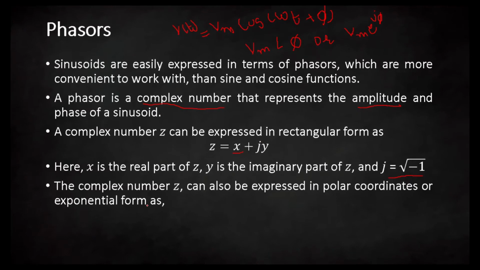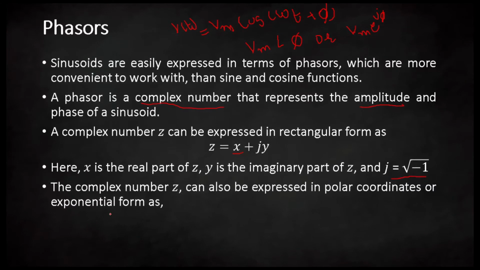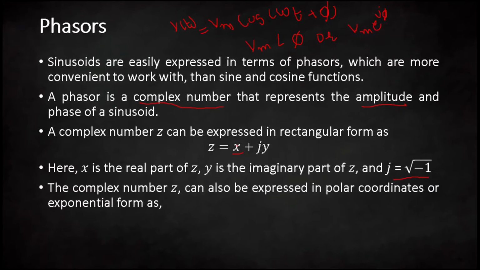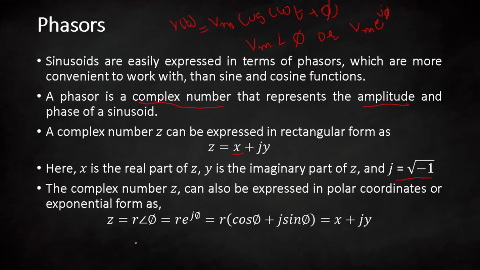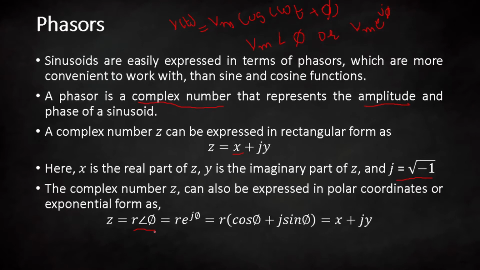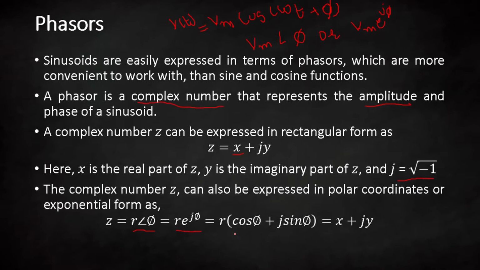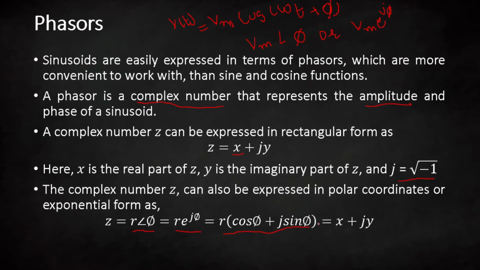Okay, now this complex number z can also be expressed in polar coordinates or in exponential form, as we have discussed right here. If we are talking about polar, then it will be r at an angle phi. In exponential form it is r e raised to j phi, and in rectangular form it is r multiplied by cos phi plus j sin phi. So we can say the real part is r cos phi plus j r sin phi. Okay, that is x plus jy.